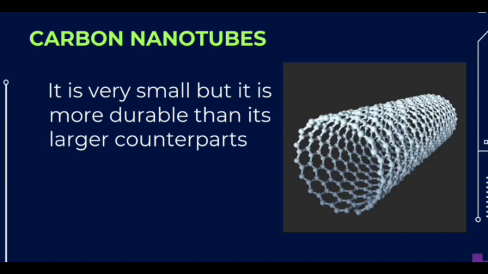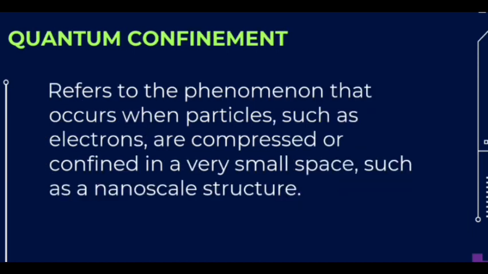And this is similar to what happens at the nanoscale. And this phenomenon is called quantum confinement. And it refers to the phenomenon that occurs when particles such as electrons are compressed or confined in a very small space such as a nanoscale structure. Okay. Let's imagine nga ang kanang mga lines nga nasa atong paper is mao na siya ang mga electrons or mga particles. And while ginapilo nato ang papel, we are confining those particles into the very small space.